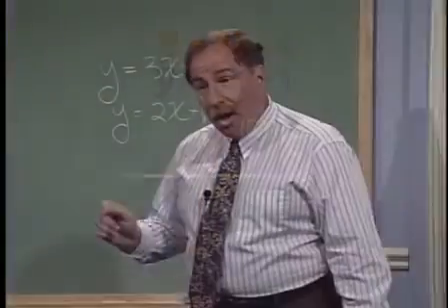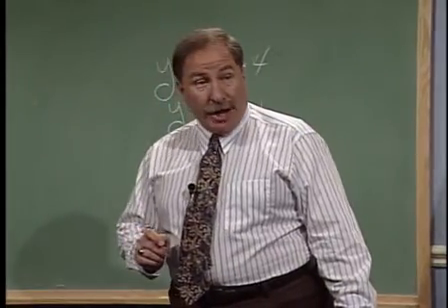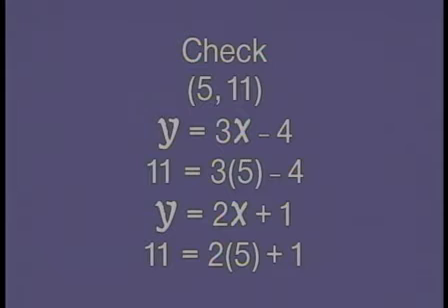We check by plugging in 5 and 11 for x and y into both equations, which is seen on the next visual. That visual shows us that we plug in 5 for x and 11 for y, and 11 equals 15 minus 4. That checks. And then we plug in 5 and 11 for x and y in y equals 2x plus 1. 11 equals 2 times 5 plus 1. That also checks. We must check in both equations. And indeed, we have now found that the point x equals 5, y equals 11 is the only solution to our two equations. We have solved the system of equations graphically.